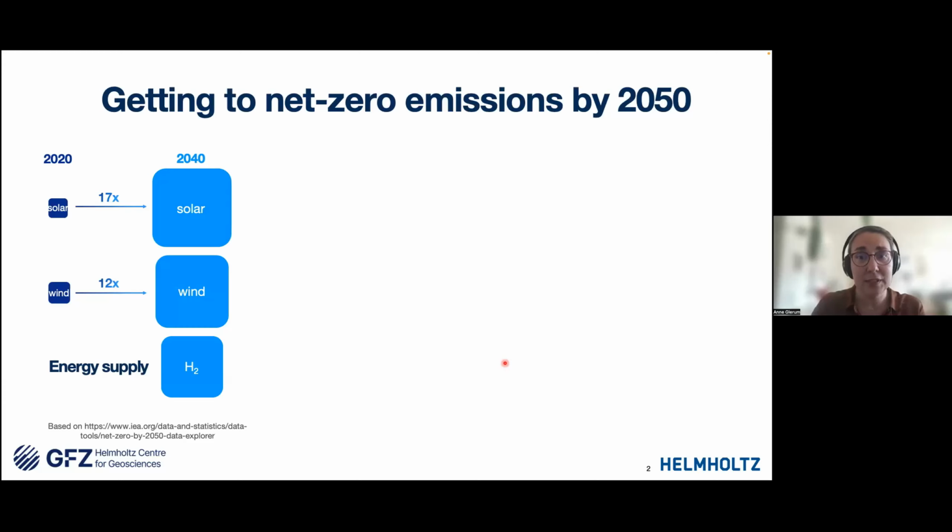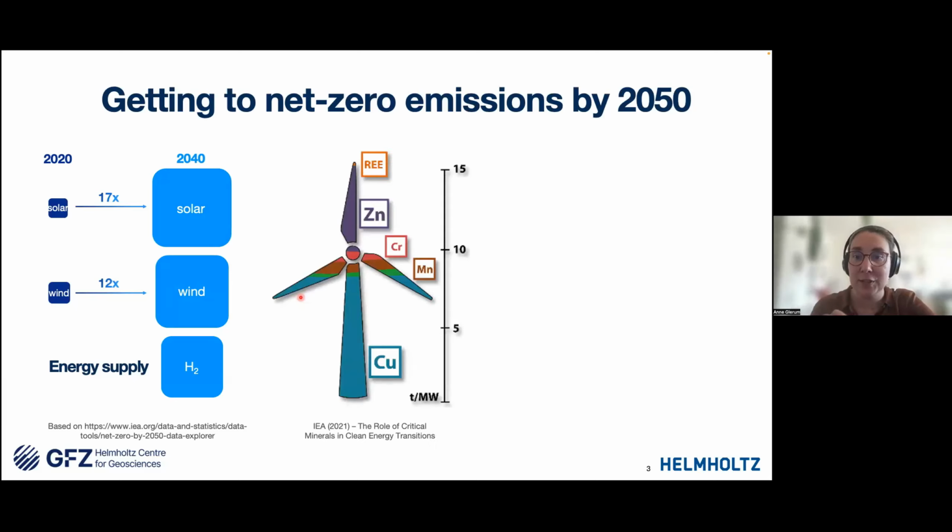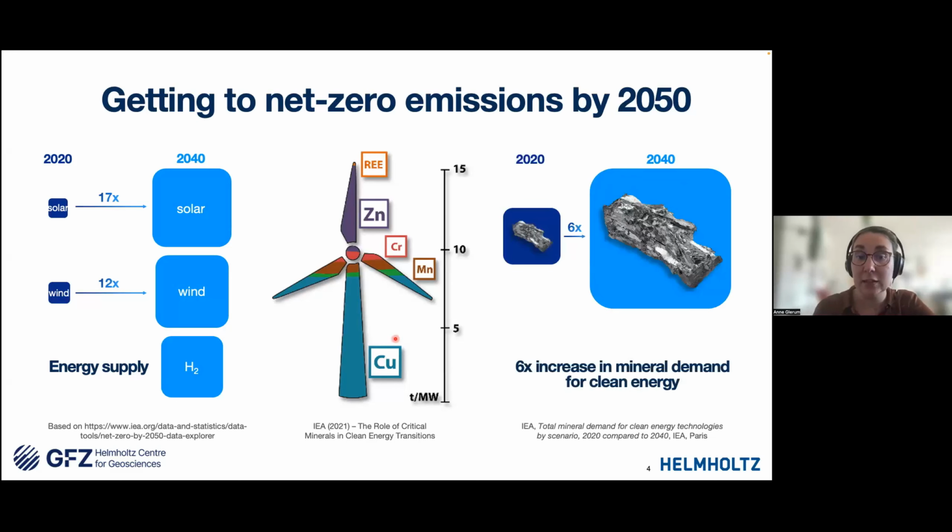We really need to diversify our energy supply with larger contributions of solar, wind, and hydrogen. But at the same time, harvesting renewable energy requires a lot of resources. So we can think of zinc and copper in windmills. And this, in turn, will lead to an increase in the yearly demand for minerals for clean energy technology.